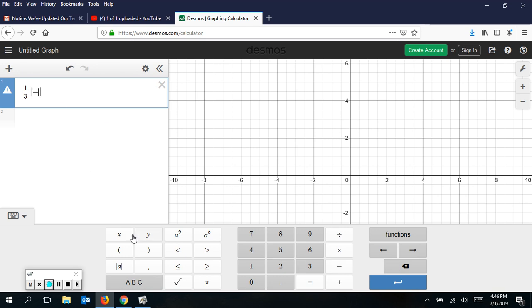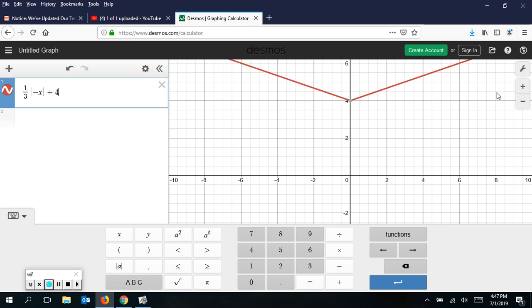So -x goes inside there, and then at the end of this, what did it say at the end? +4. So we're going to put our +4 at the end, and then there's our V-shaped function right there. So it wants us to know the domain and the range. Well, the domain is still the same, it's all real numbers.